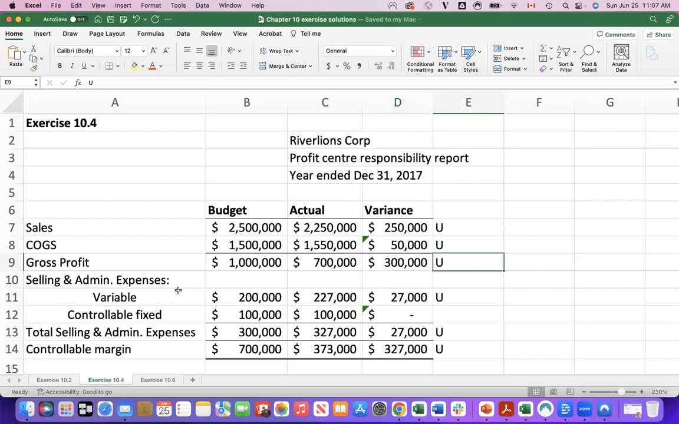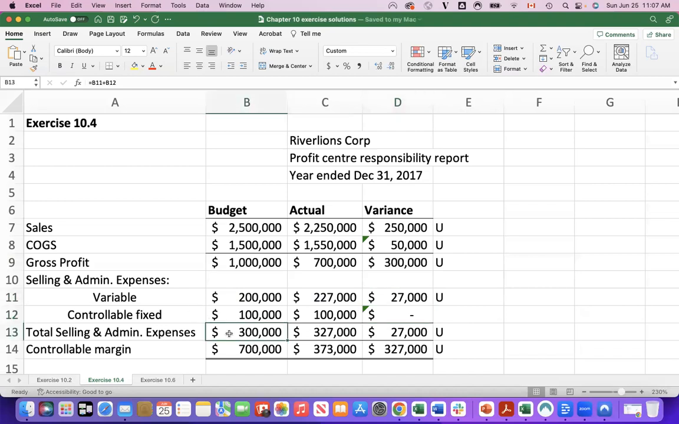Now looking at our selling and administrative expenses, our variable selling and admin expenses, we had anticipated to spend 200,000. We actually spent 227,000. So we overspent by 27,000. So we're going to label that variance as unfavorable. Controllable fixed costs, however, we came in on budget. We anticipated to spend 100,000. We actually spent 100,000. So there is no variance there. And that makes sense. Fixed costs, you have more cost certainty over. You can better anticipate what they're going to be because they are fixed in nature. They don't really change. So that makes total sense why we don't have a variance there.